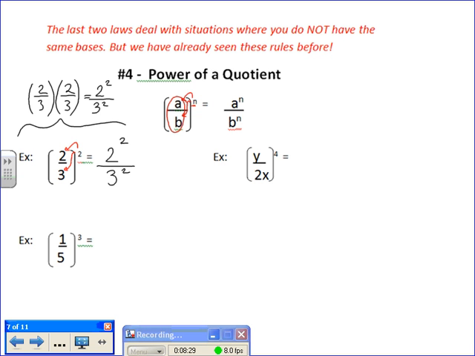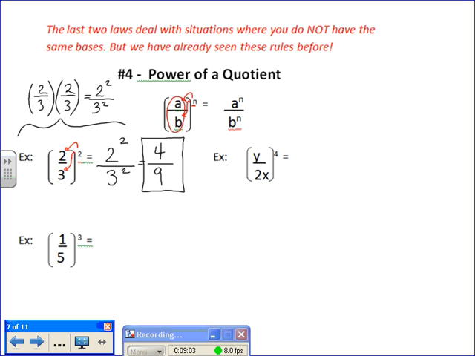At this point I'm going to take us a little bit further. We've written this now as a power over a power. Let's go ahead and solve this. You can use your calculator or do it in your head. 2 squared is 2 times 2, which is 4, over 3 times 3, which is 9. And if you can reduce the fraction into lower terms, you go ahead and do that. But in this case, I can't divide 4 and 9 by any other number except 1, so I leave it like that.